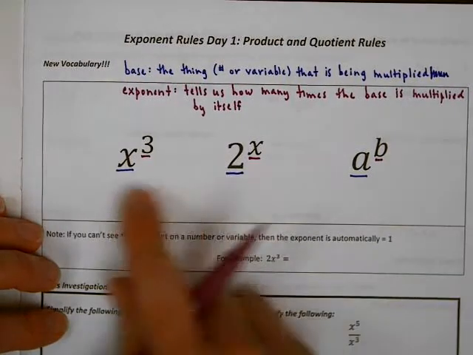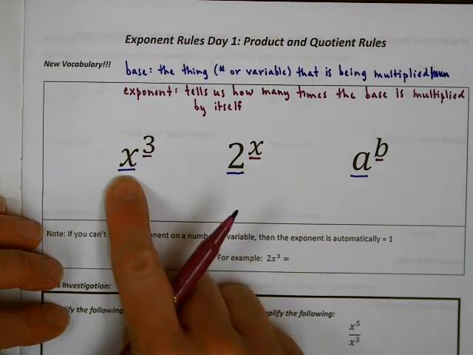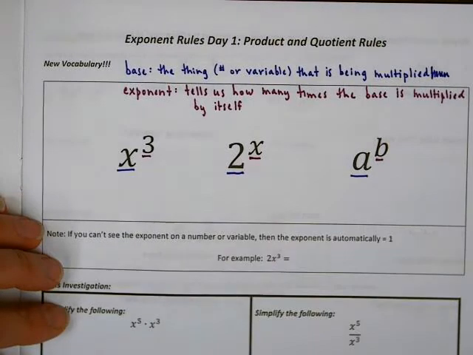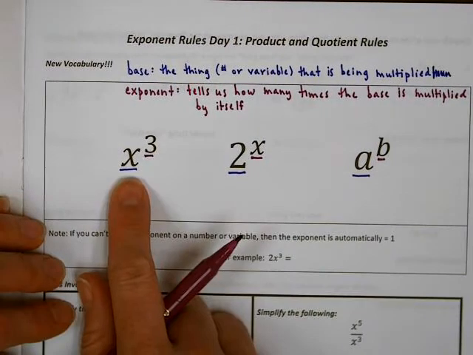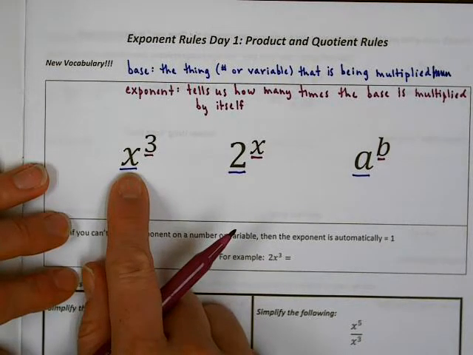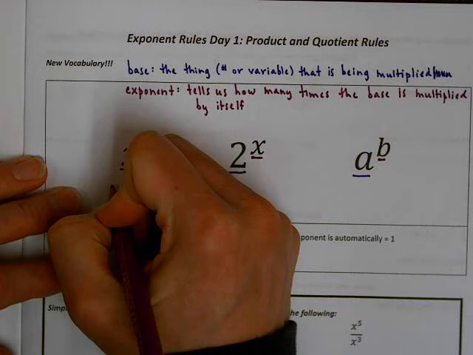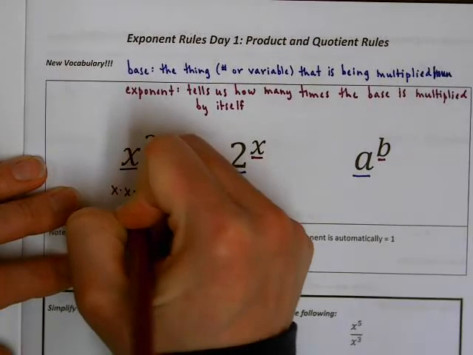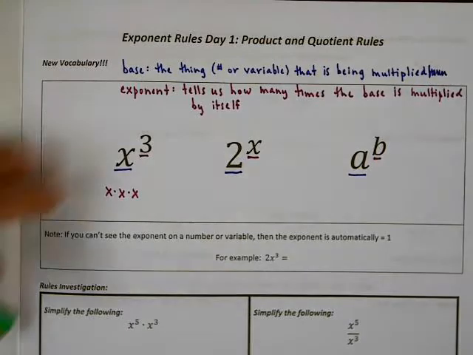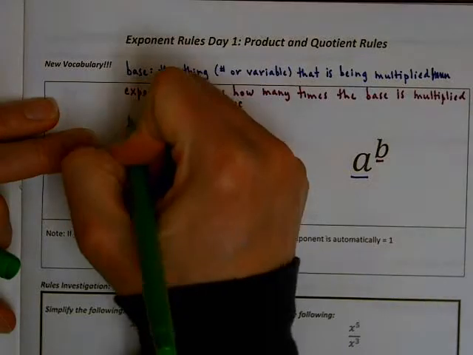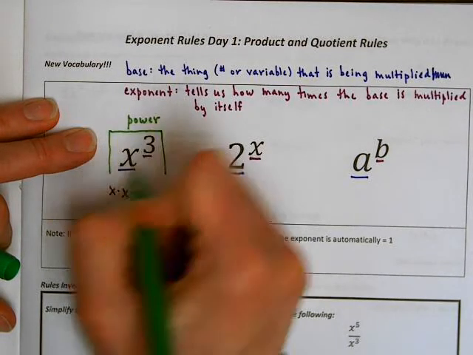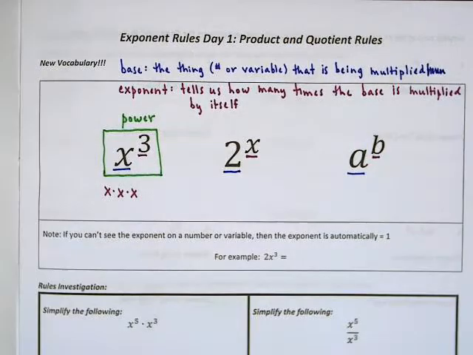Now, notice, just like we could have bases that were either a variable or a number, we can have exponents that are either a number or a variable. When I look at my first expression, this tells me to take that base x and multiply it by itself 3 times. So this is the same as x times x times x. In terms of vocab, the last thing we want to be familiar with is the word power. The power is the whole thing, the base and the exponent together.